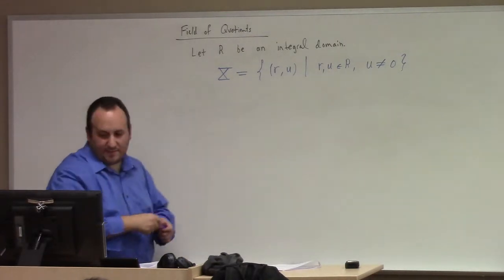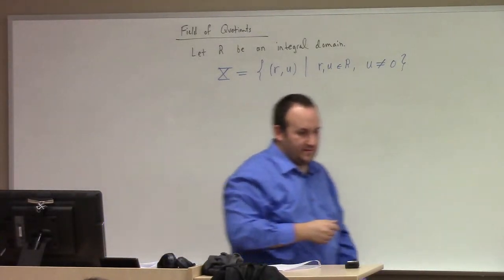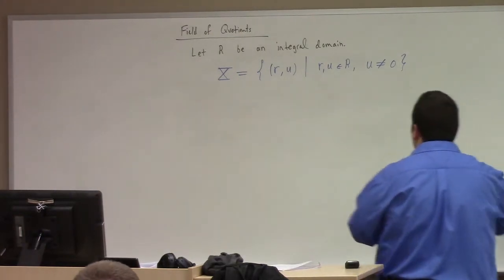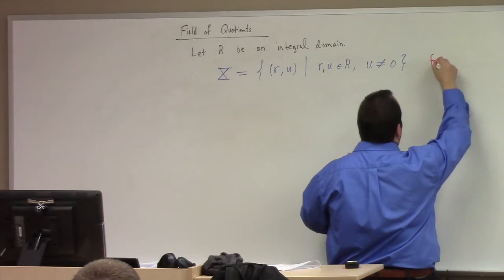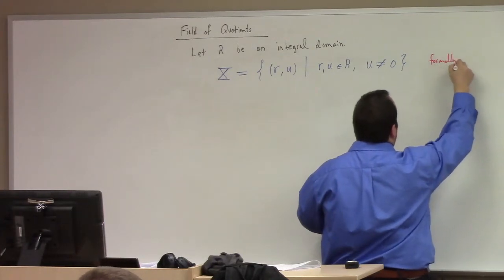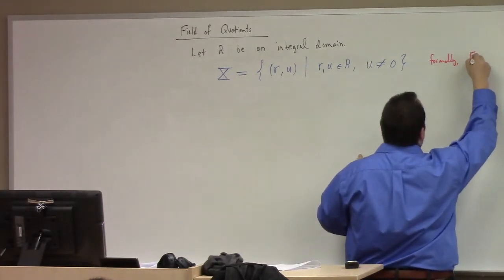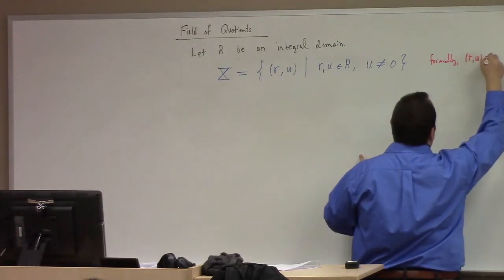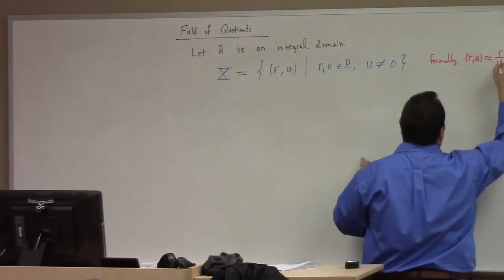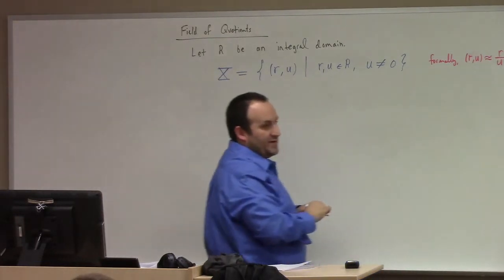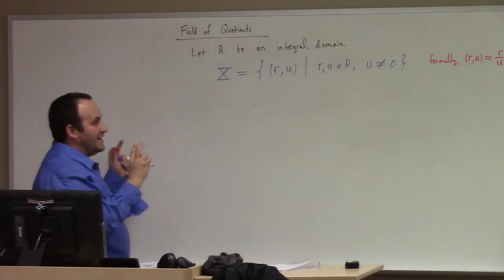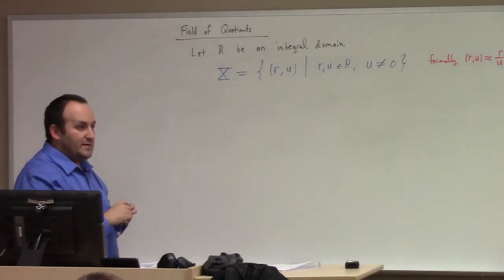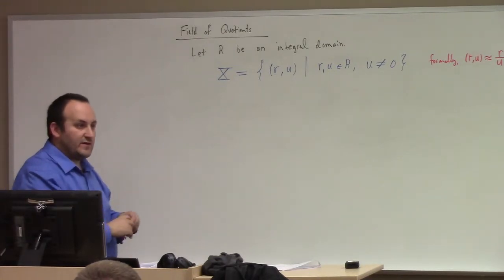So let me tell you the man behind the curtains, so to speak. The idea is that this pair, (r, u), is going to be a formalization, and we'll use this notation in a bit, (r, u) is like r over u. Now I'm going to make that precise, so I'm just saying that's the idea. You're thinking of u as being the denominator, r as being the numerator, and you're trying to abstract this construction of fractions.